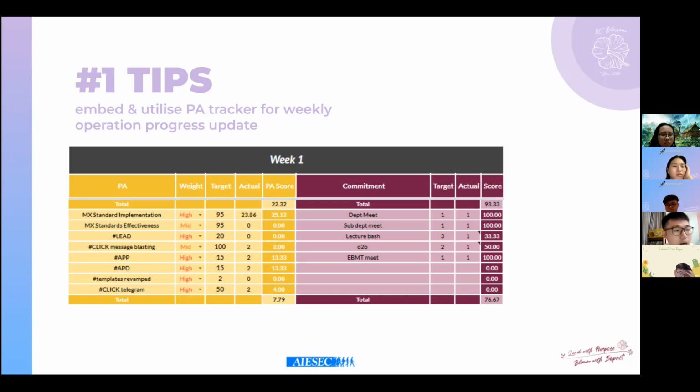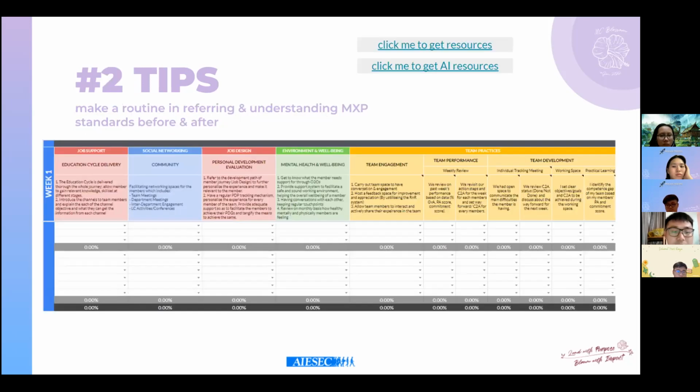Okay, let me have another 3 more minutes. I think the second tip is to make a routine of referring to and understanding the MXP standards before and after. You can see, for the MXP tracker, I would suggest that you as team leaders, or even your directors, refer to every MX standard here in the MXP tracker before even designing a team meeting.